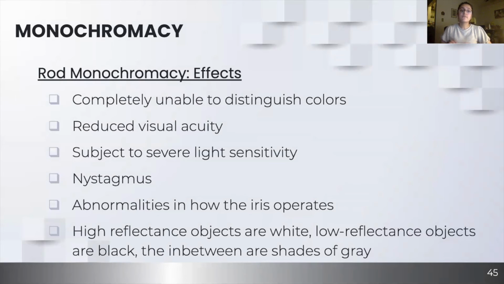The effects of rod monochromacy are that people with it are completely unable to distinguish colors. There's reduced visual acuity, they're subject to severe light sensitivity, nystagmus, abnormalities in how the iris operates, and high reflectance objects are white, while low reflectance objects are black, and the in-betweens are shades of gray.